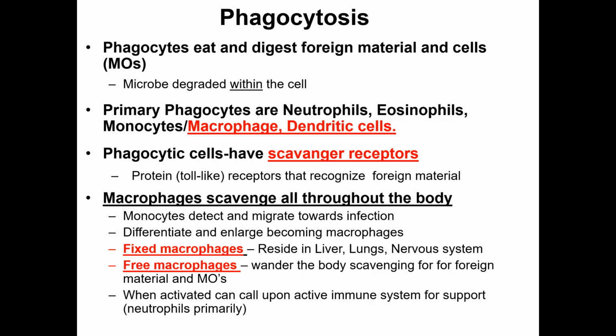Basophils get kicked off the list. Mast cells, which we don't talk about, get kicked off the list. Lymphocytes don't belong on this list. All right, so these cells are really good at finding pathogens in your body.